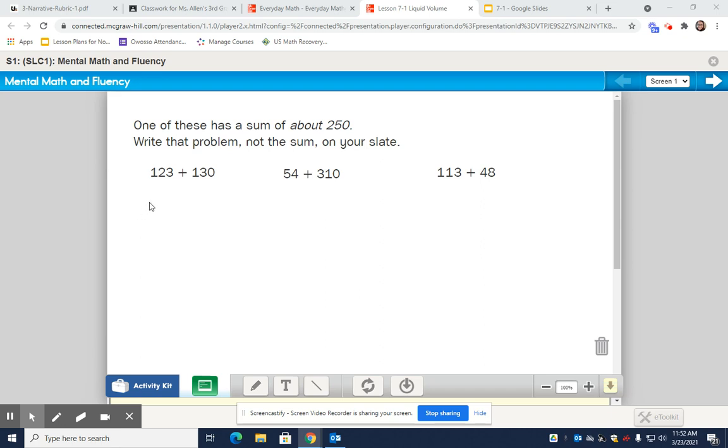So we're going to make some estimations, and one of these has a sum of about 250. Write that problem, not the sum, on your slate. So which one of these has a sum that's about 250? Make some estimations for some quick counting. When you have your answer, come back and press play.